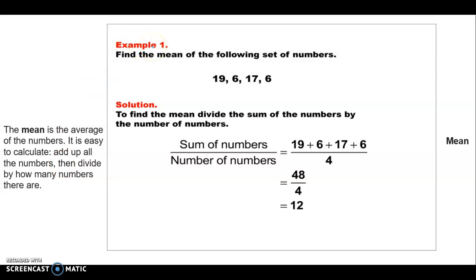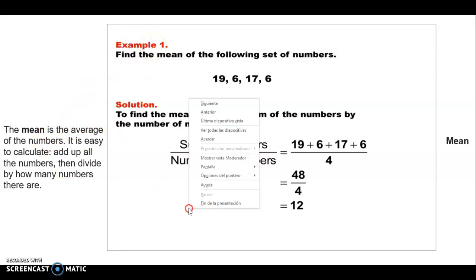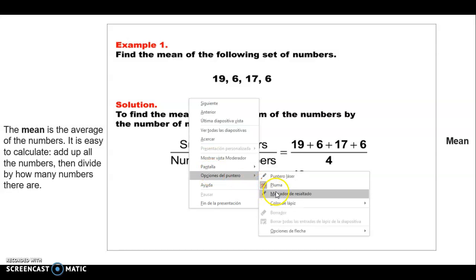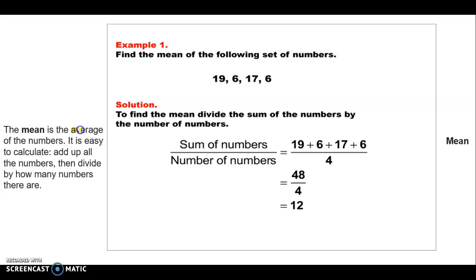Now, the mean is the average. It's really important. It's easy to calculate: first we have to add up all the numbers and then divide by how many numbers there are. Just like we do here, we sum the numbers and count how many numbers we have. We divide by 4, so 48 divided by 4 is equal to 12, and this is the mean.